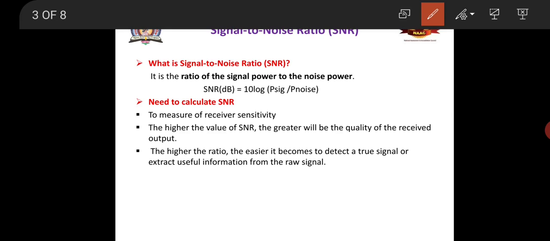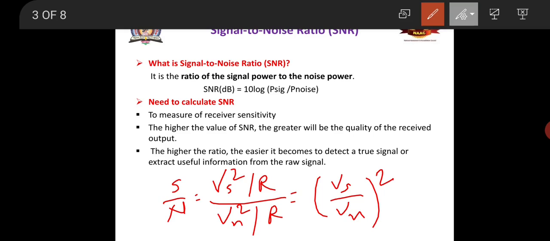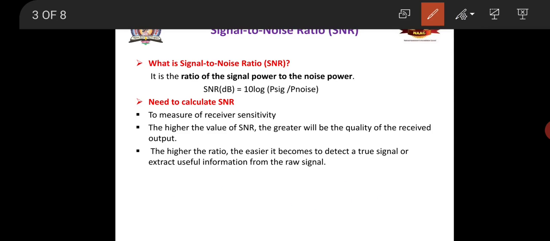So it is like this. If you take the S by N ratio equal to the electrical power, the signal power can be written as the signal voltage squared divided by the resistance R, and the noise power as the noise voltage squared divided by the resistance R. So it becomes (Vs by Vn) squared. This means the SNR can be calculated by taking the square of the ratio of the signal voltage to the noise voltage. This S by N ratio is usually expressed in terms of decibels.